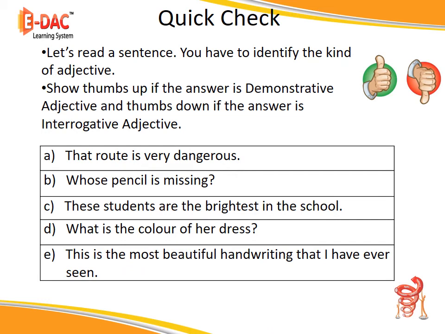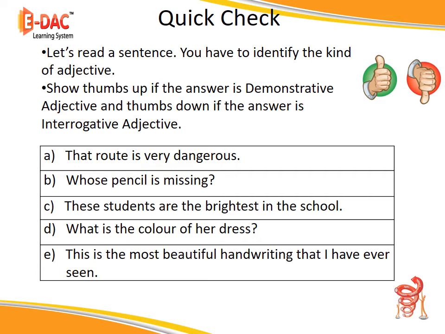Now let's quickly check whether we've understood the concept. Let's read a sentence. You have to identify the kind of adjective. Show thumbs up if the answer is demonstrative adjective and thumbs down if the answer is interrogative adjective.